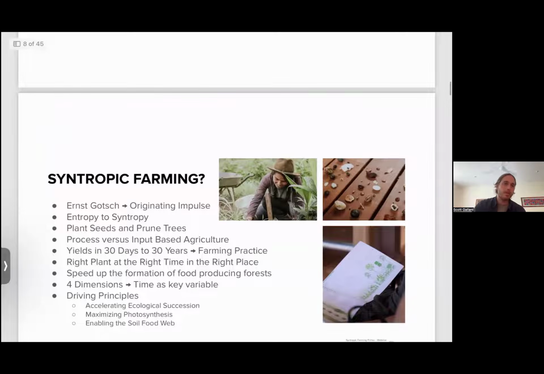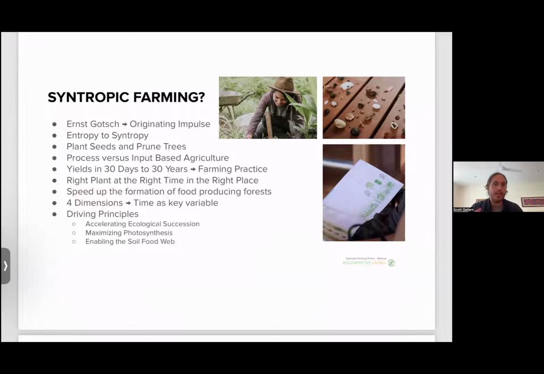So briefly, I just want to introduce what is syntropic farming. We'll spend a few minutes here before diving into the case study specifically. So syntropic farming comes out of Brazil. It's a terminology and methodology created by Ernst Götsch, an agronomist from Switzerland. And in short, he had an aha moment.